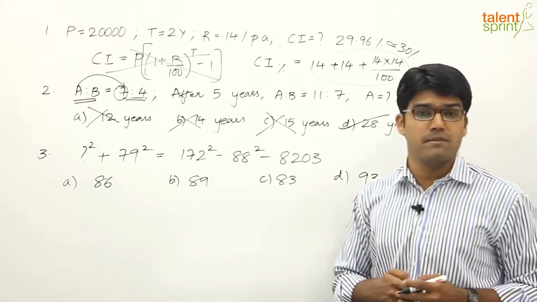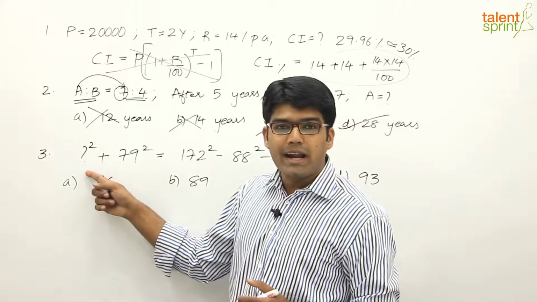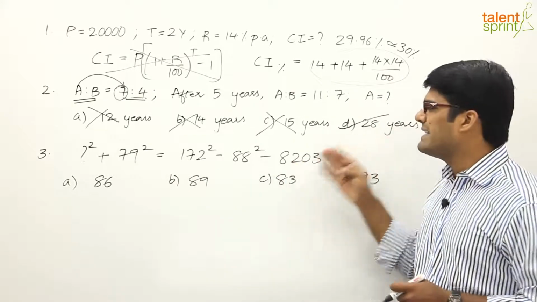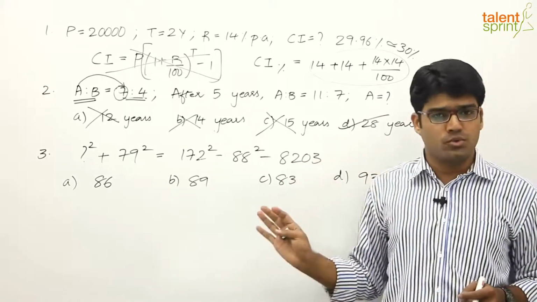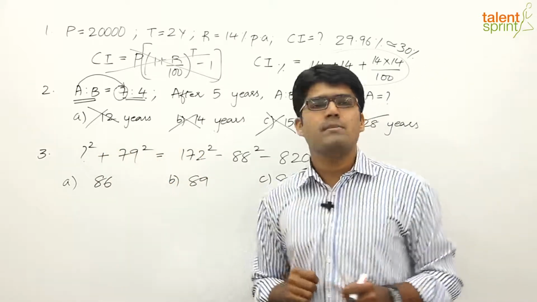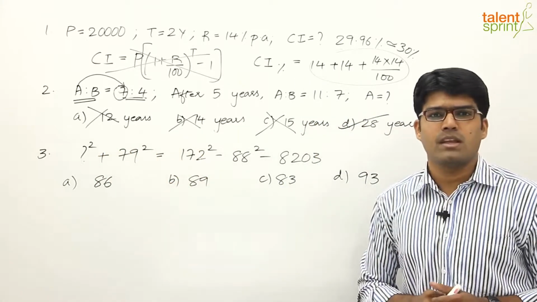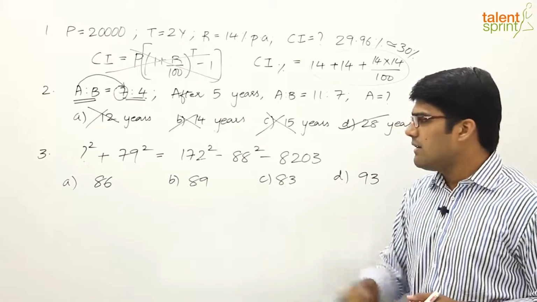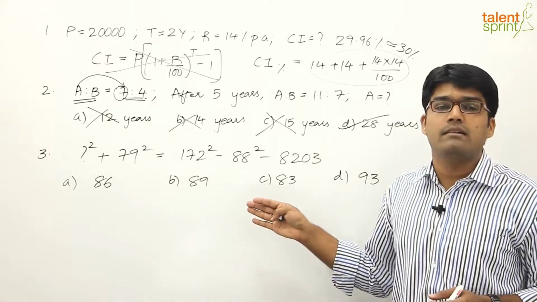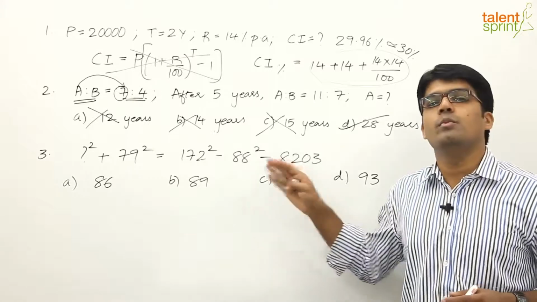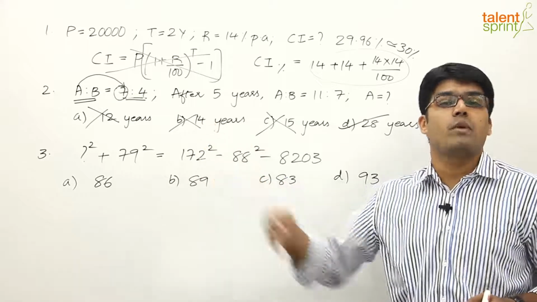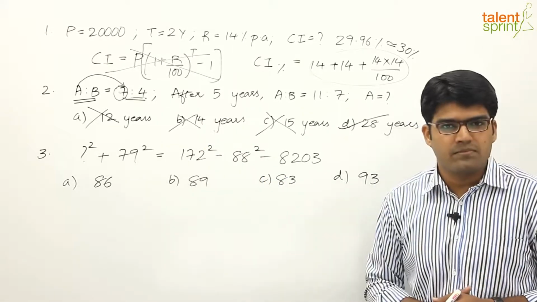Now this question from simplification says: question mark squared plus 79 squared equals 172 squared minus 88 squared minus 8203. And we have to find out what comes in place of the question mark. Again, if you go by the traditional method, we'll end up wasting a lot of time, right? Following the conventional method will take at least 1.5 to 2 minutes to get the required answer, if you do not know how to find the squares of a number mentally.